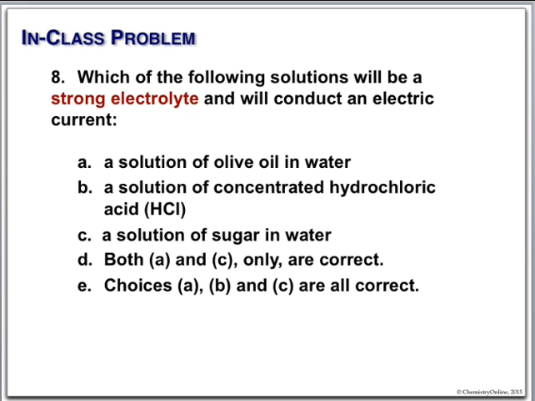Sugar is a polar compound. It does dissolve in water, but water is not strong enough to break the covalent bonds to make ions. Therefore, it does not form ions, and it will not conduct electricity. Only one on the list here that will is the concentrated HCl. Now, again, the thing to remember is anything that will form ions is going to be a strong electrolyte.